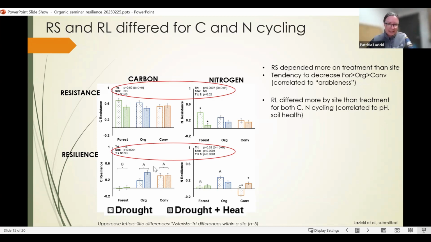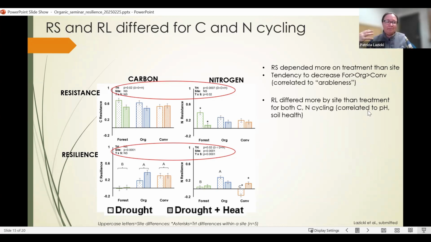Resilience was the opposite. It differed more by site than by treatment. So resilience is really where our different soil health characteristics came into play. And it didn't actually matter a ton for treatment, except for a couple of examples that I'll go into. And this was true for both carbon and nitrogen cycling and resilience.